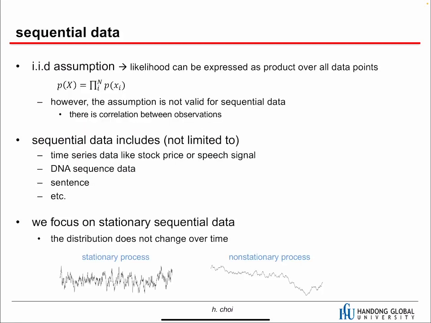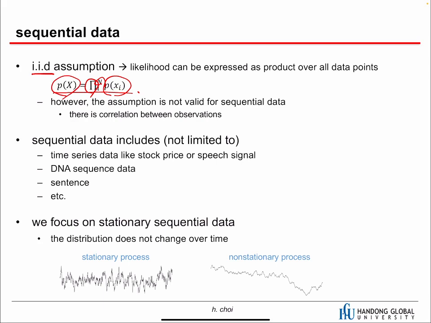So first, the sequential data. In pattern recognition or machine learning, we usually assume that the data samples are IID, identically independently distributed. This is the basic assumption. So in this case, the likelihood can be expressed as the product over all data points like this. When we have n samples, this is the likelihood for one sample, and then the likelihood of all the data samples is just the product.